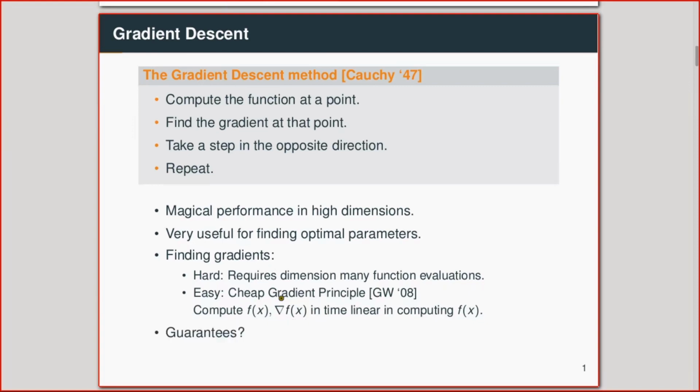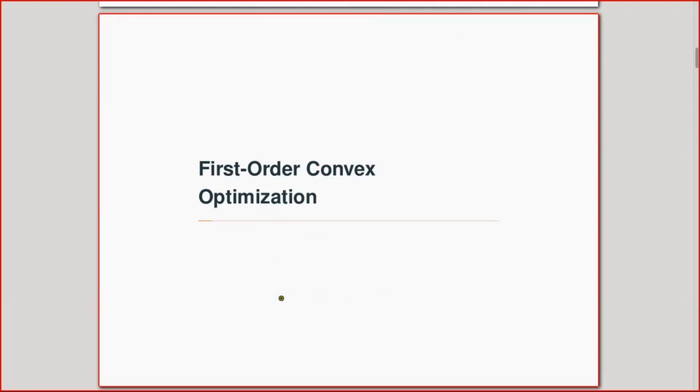But what guarantees does gradient descent have? It's nice, has some kind of magical performance, it's easy to do, but what mathematical guarantees can we give about gradient descent? That's the first part of this talk, where I'll talk about how gradient descent is, in a sense, an optimal algorithm for the task of first-order convex optimization. This is where gradient descent really shines.